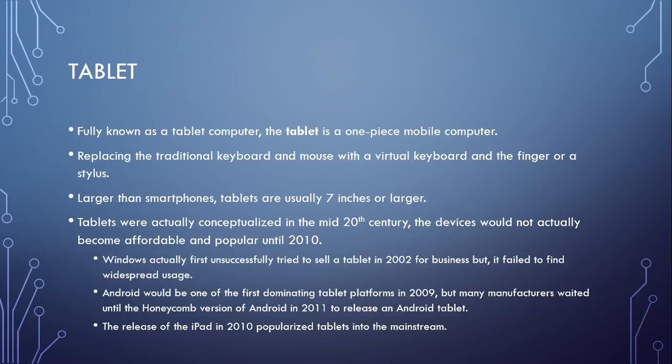Android would become the first dominating tablet platform all the way back in 2009. However, the reason we talk mostly about iPads first when we mention tablets is that many manufacturers waited until the Honeycomb version of Android in 2011 to release an Android tablet. So even though Androids were out, they didn't become popular until 2011 because manufacturers weren't making them, since people didn't think they were a viable thing. This all changed when Apple released the iPad in 2010, which popularized tablets into the mainstream. So again, Apple kind of leading the revolution there.